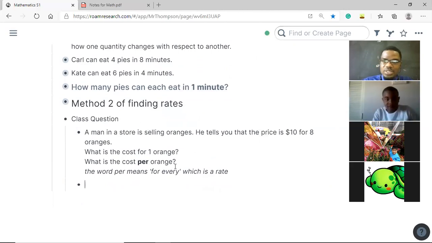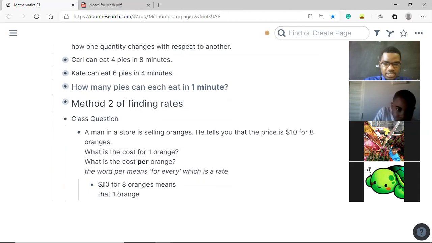It's asking us what's the cost of 1 orange. But in the question, what's the cost for the 8 oranges? Only $10. So we can find the price of 1. Here's what we're going to do. $10 for 8 oranges means that 1 orange is equal to X, divided by 8.